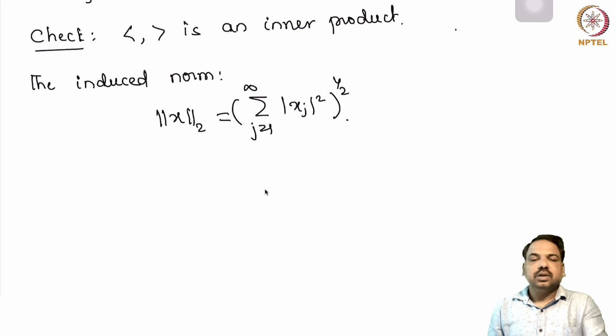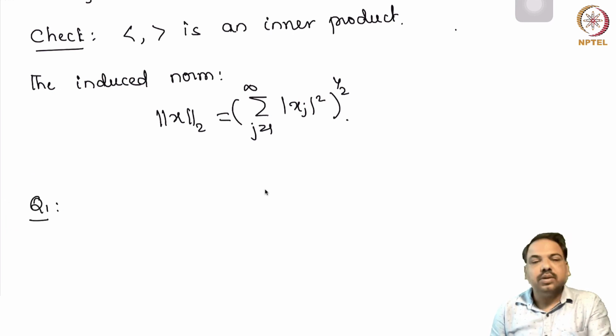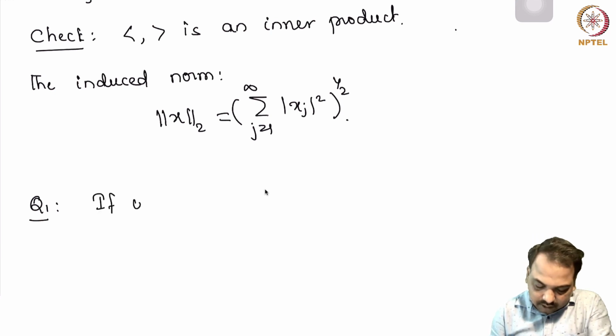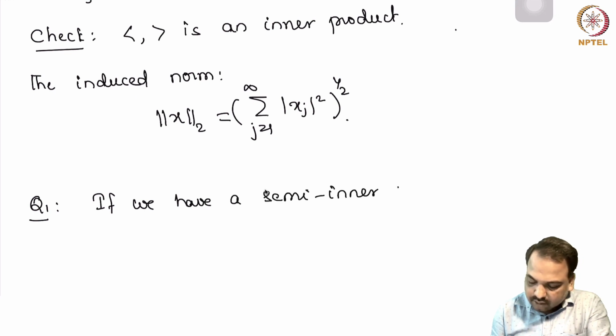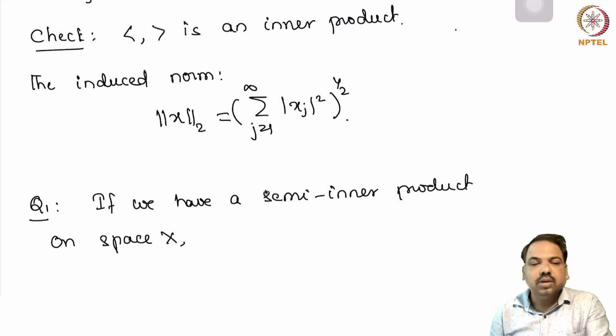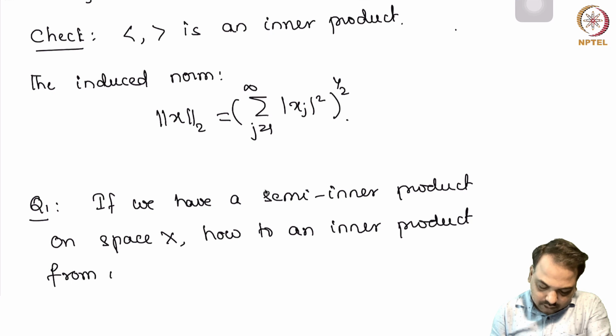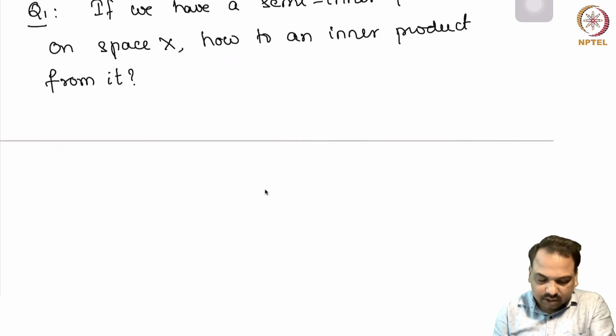So far we have discussed inner product spaces and a few examples of inner product spaces. In the next class, we will be discussing two questions. Question 1. If we have a semi-inner product on a space X, how to get an inner product from it? This is the first question.